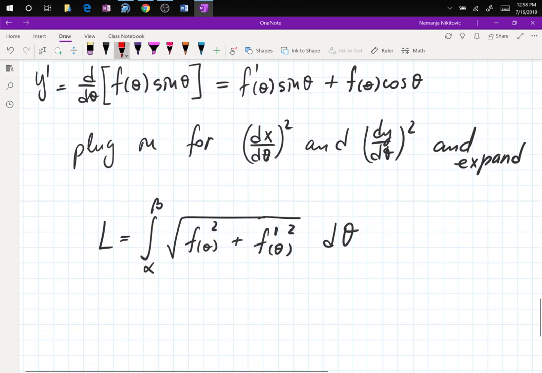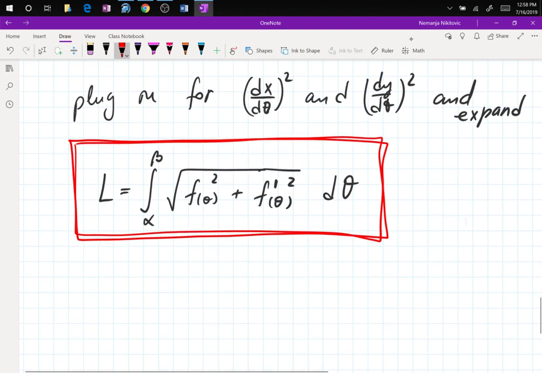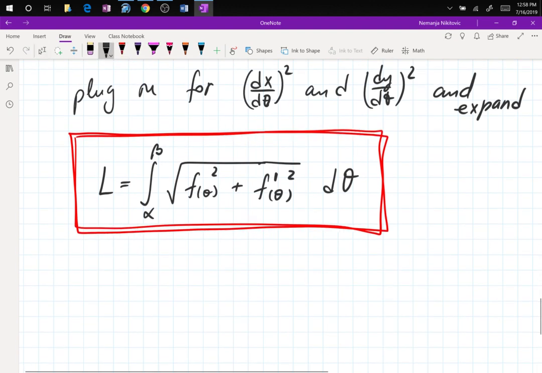So that's our formula to calculate length in polar coordinates, which is for some problems obviously much easier to use than what we are used to seeing there. So now what I can do here is do the same problem with the circle that we know the answer for.